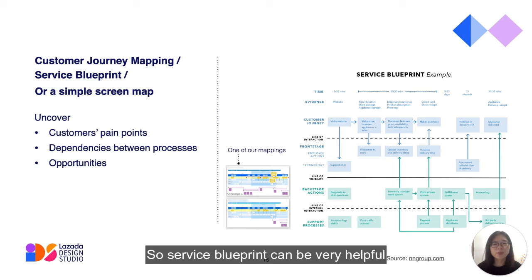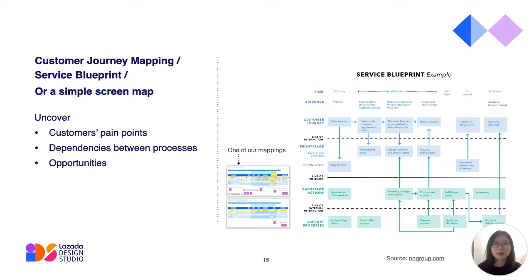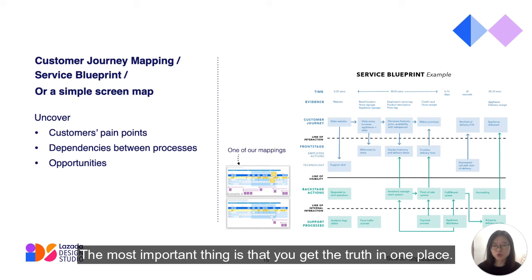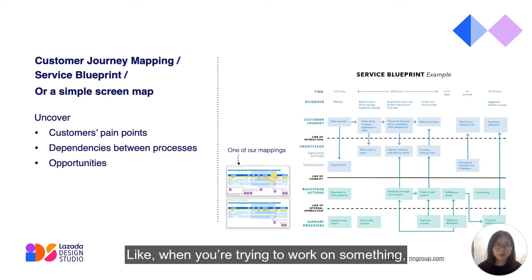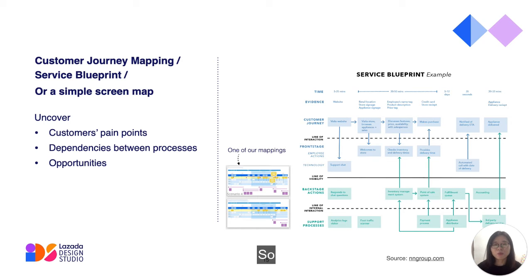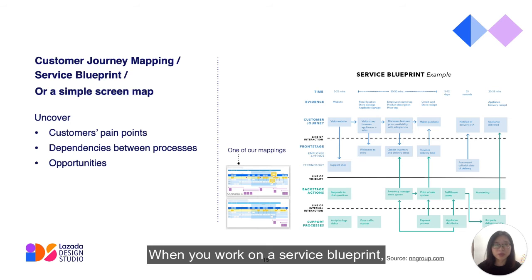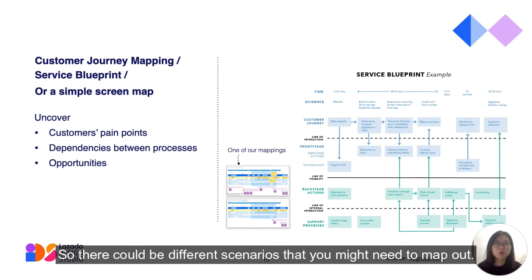A service blueprint can be very helpful if you are trying to find out something relevant to your internal process. The most important thing is that you get the truth in one place. I'm not sure whether you guys have faced a situation like this before, when you're trying to work on something, but the logic behind some processes is just unknown. So when you work on a service blueprint, it will be a good chance to get the real information from different teams and put that on the map so that everyone is aligned, and that will be your source of truth.